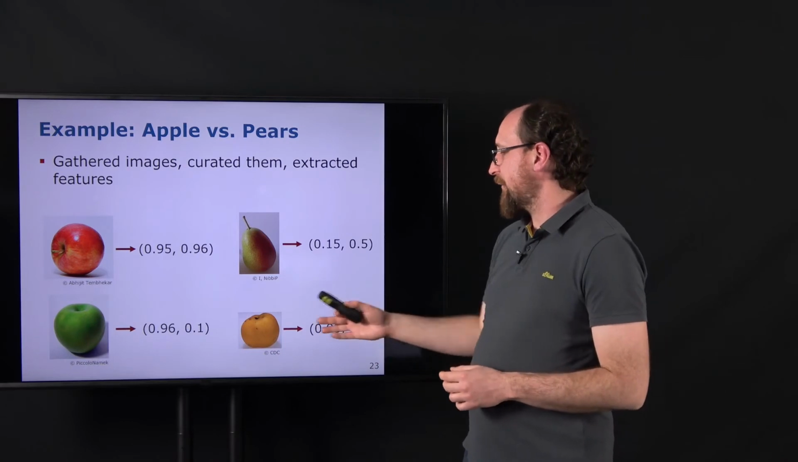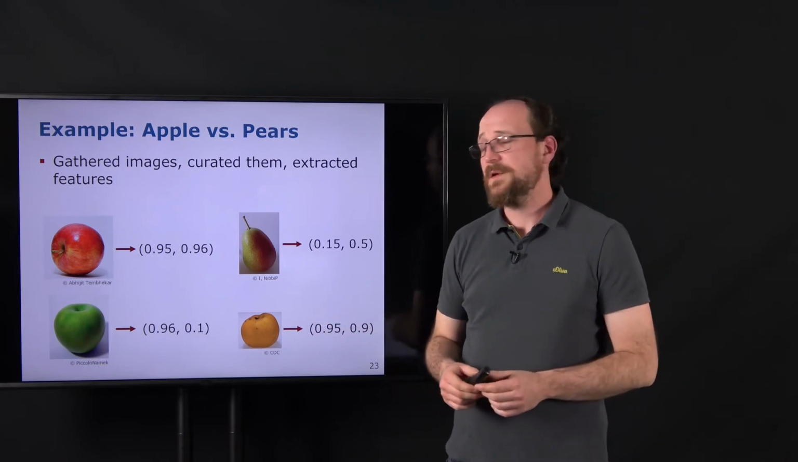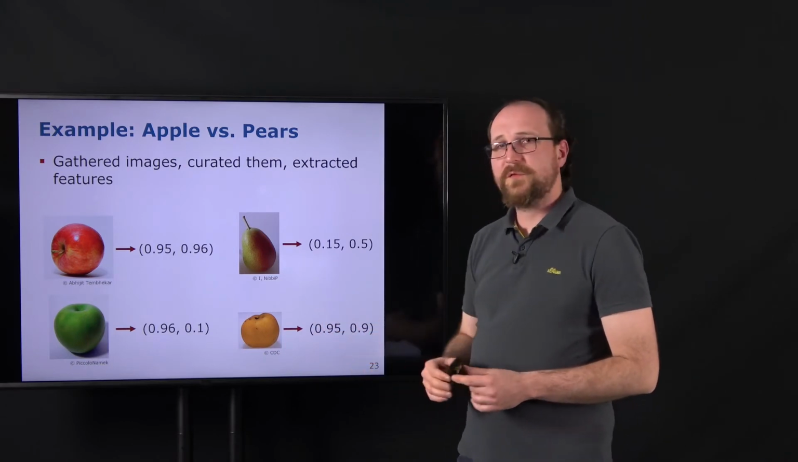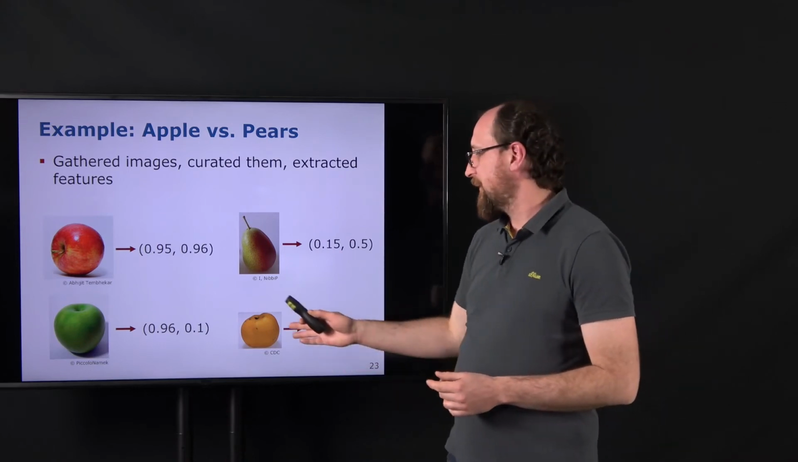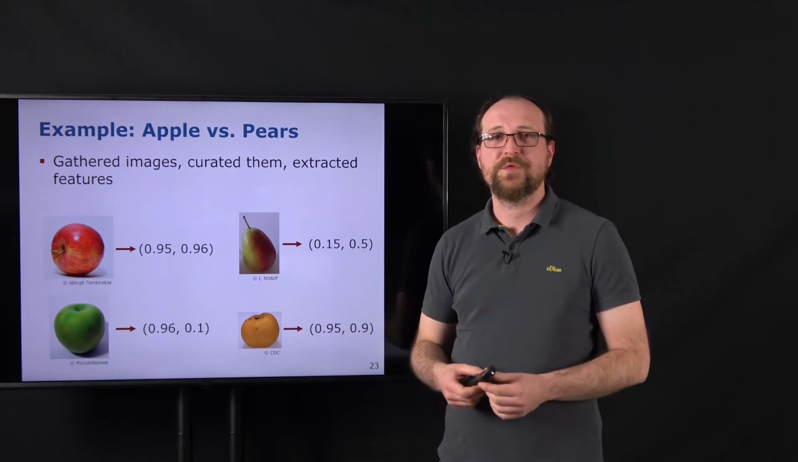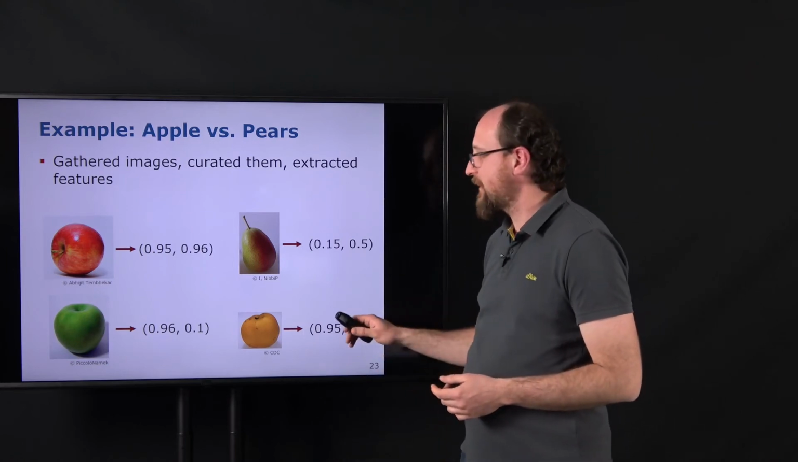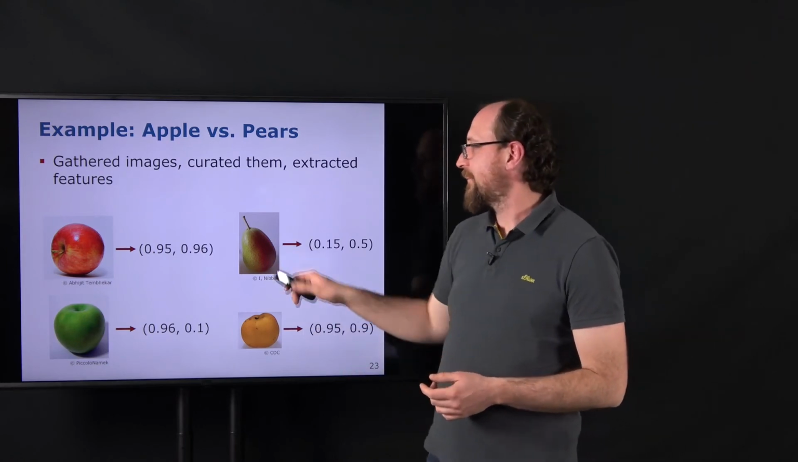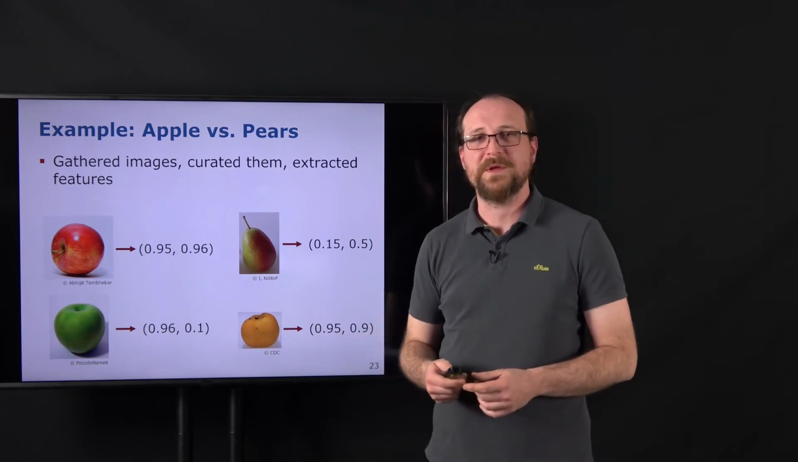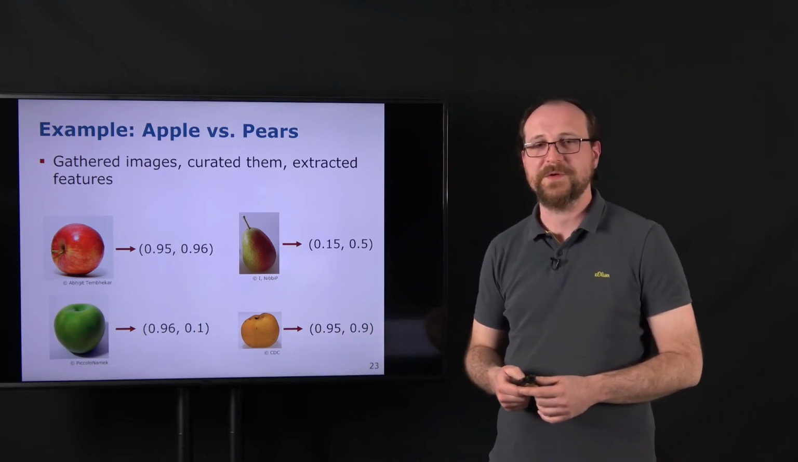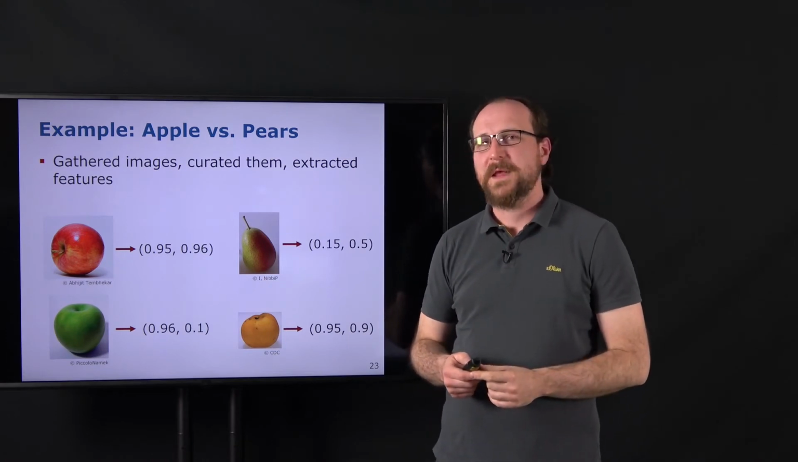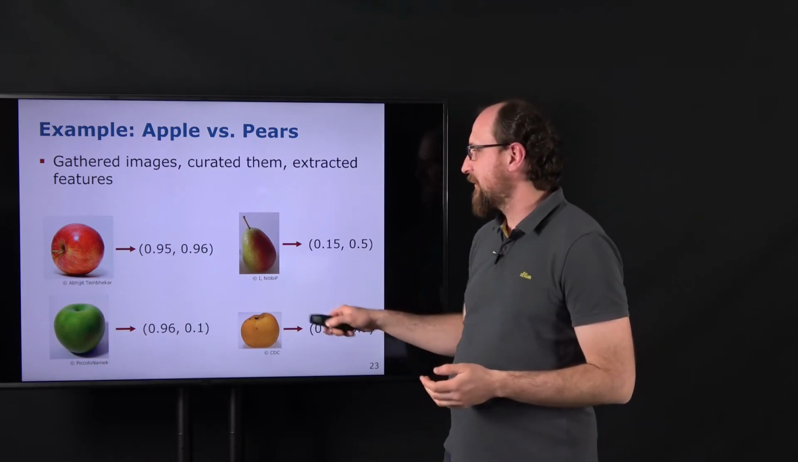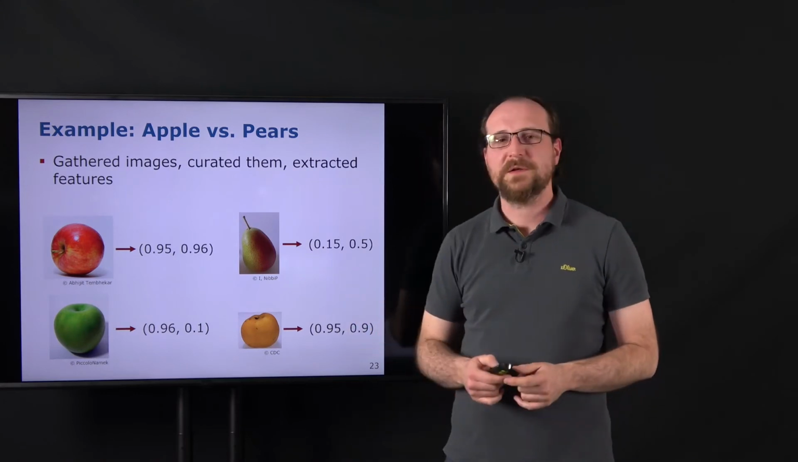But then we have also this Asian pear here, where we have a very round fruit, but also a very high red value, because the yellow color has also red components in it. So that might lead to a problem in the end when we then learn a machine learning algorithm. And when we have these feature vectors extracted, we can then visualize them.